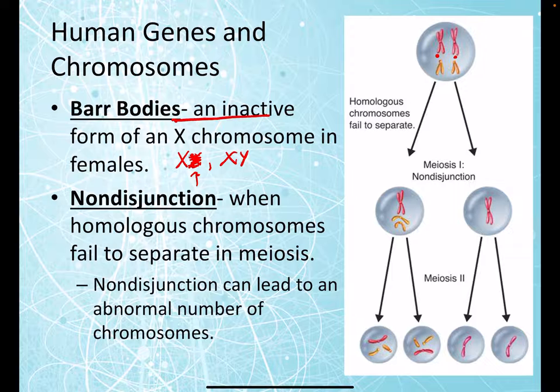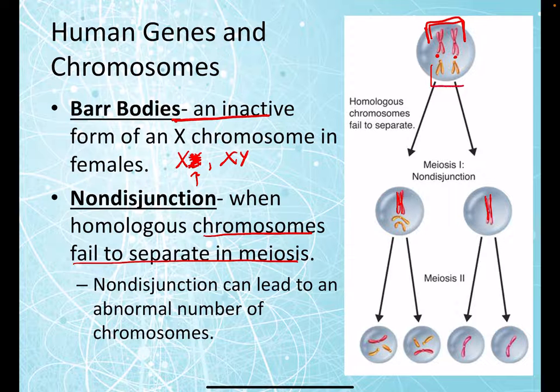Now, last thing let's talk about today is non-disjunction. One other thing that can happen that causes abnormalities in chromosome number is non-disjunction. And so non-disjunction is when chromosomes fail to separate in meiosis, okay? So remember, in meiosis, we have 2 rounds. We have meiosis 1, where the homologous chromosomes divide. So these are our homologous chromosomes, and they're going to split apart. So see, one of the red ones went over here, and the other red one went over here.